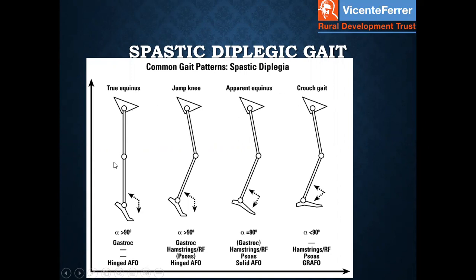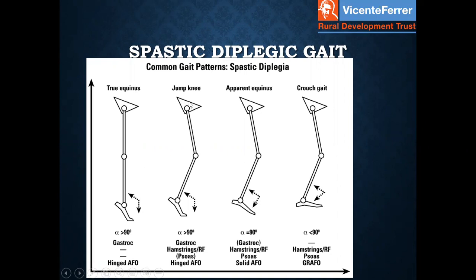True equinus means, as we discussed in hemiplegia, there will be spasticity in the gastrocnemius, and the angle between the lower leg and the dorsum of the foot will be greater than 90 degrees. There won't be associated hamstring contraction. That is true equinus, and it will be there in both legs.